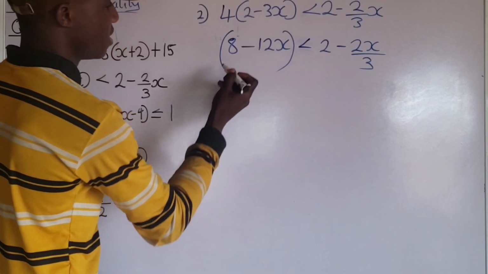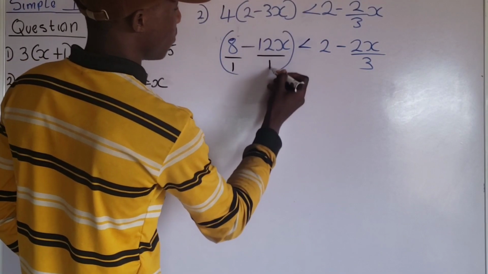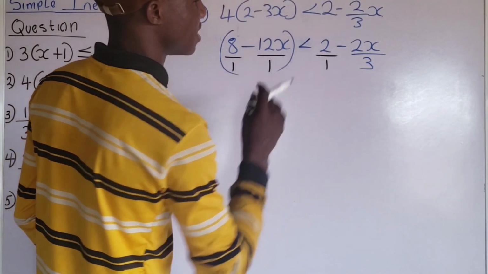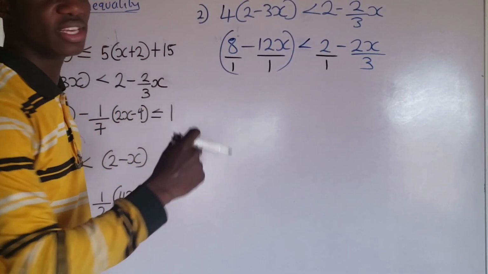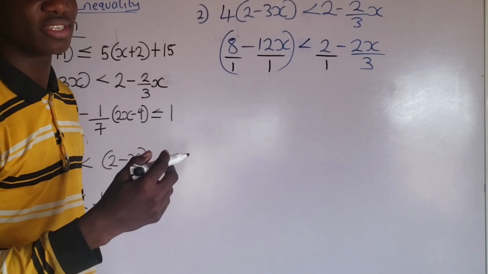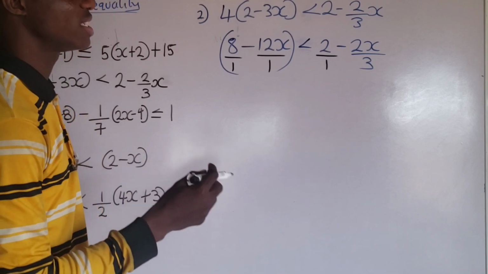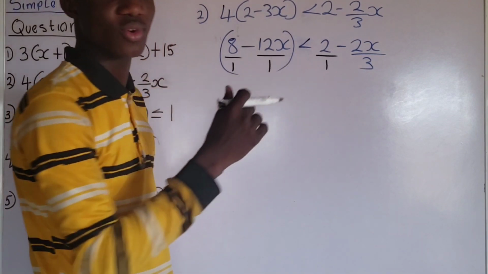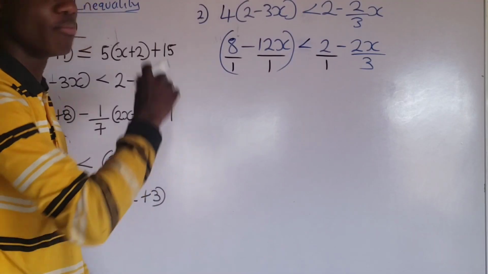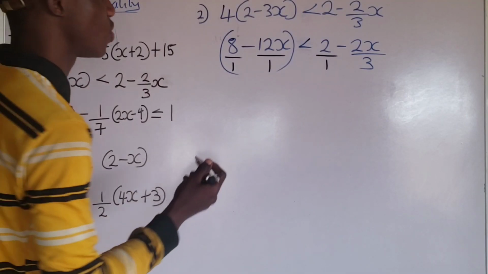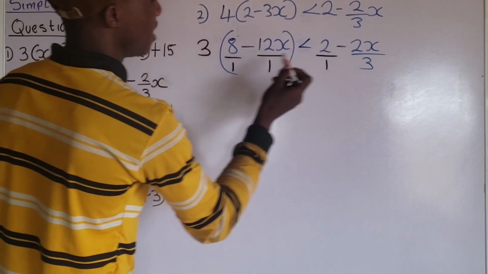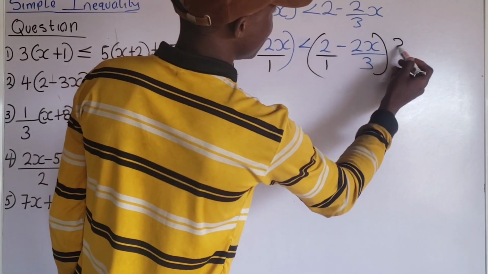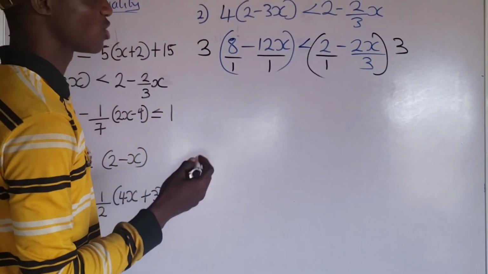Let's take it step by step. This is over 1, this is over 1, this is over 1, and this is over 3. You understand? 8 over 1 is also the same thing as 8. So now the goal is that I want to eliminate this 3. Okay, so I have to multiply both sides by 3. So I'm going to multiply this by 3, and I'm going to multiply this as well by 3. Okay, so let us proceed.